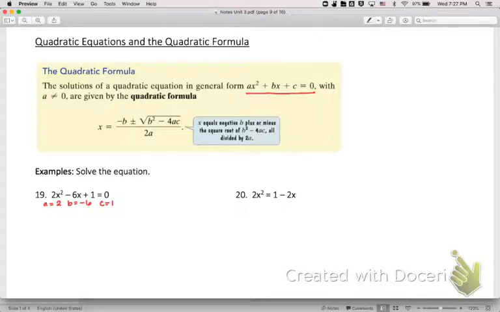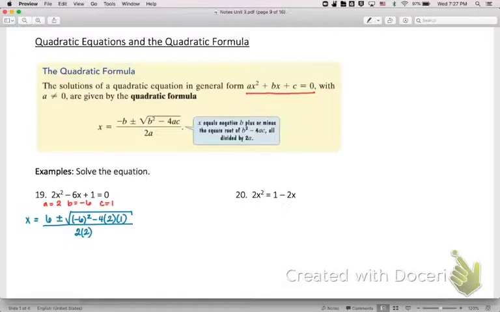Okay, so we just want to plug everything into our formula then. x is equal to the opposite of b. Well, b is negative 6, so the opposite is going to be positive 6, plus or minus the square root of negative 6 squared minus 4 times 2 times 1. That's a times c, and that's all over 2a, which is 2.